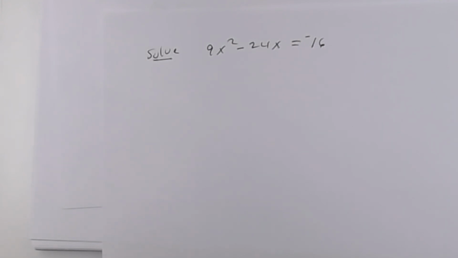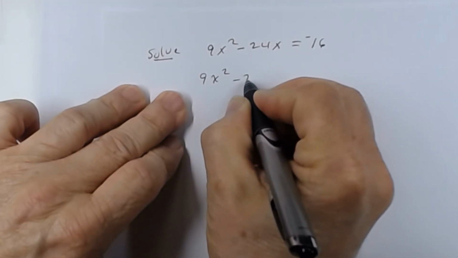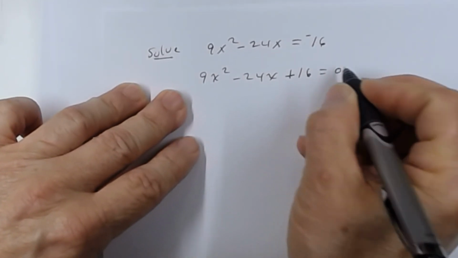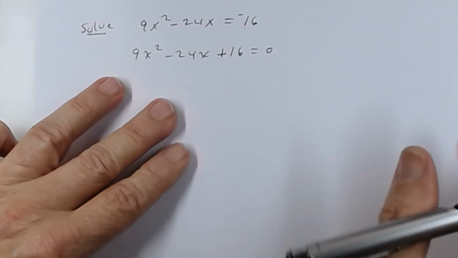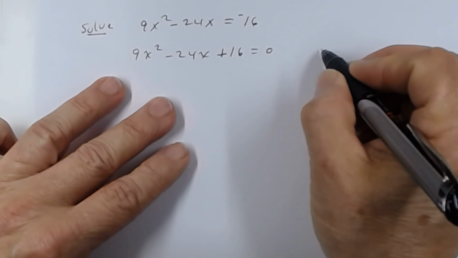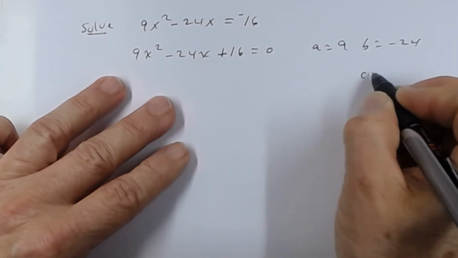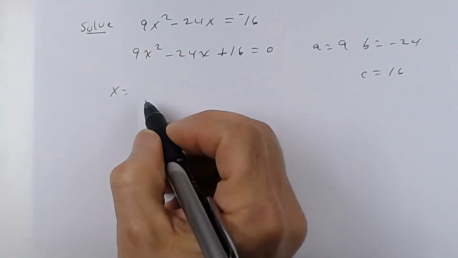So the direction says solve, then how would you solve this? First thing you have to do is use the quadratic formula, but first of all, you have to make sure it's in what form? General form. So it'd be 9x squared minus 24x plus 16 equals 0. All right. Now what's A in this case? 9, B is 24, and C is 16.